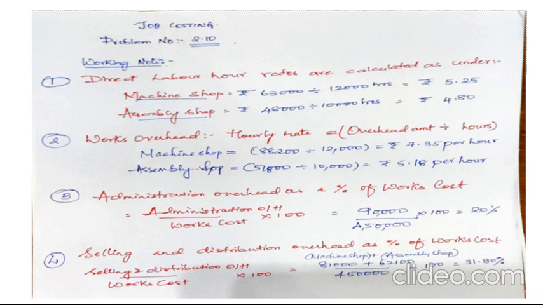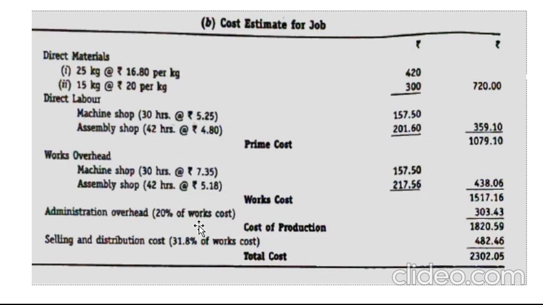So now you will be calculating your administration overhead as 20% of works cost. How much is your works cost here? 1517.16 into 20% will give you 303.43. So 1517.16 plus 303.43 will give you 1820.59. So works cost plus administration overhead will give you your cost of production, which is 1820.59. After your cost of production, you need to find out your selling and distribution overhead.